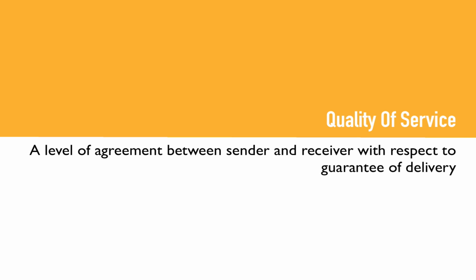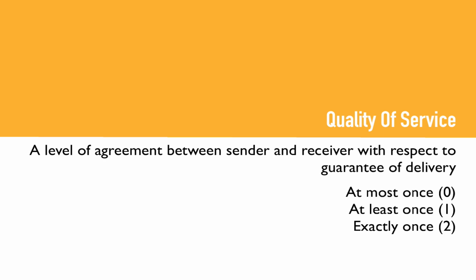We have something important called quality of service. The quality of service is the level of agreement between the sender of a message and the receiver of a message that defines the guarantee of whether the message is delivered successfully or not. There are three levels: 0, 1, 2. Level 0 is called at most once. This is the least guaranteed delivery level. There is no guarantee that the message gets delivered. You can consider it a fire and forget level.